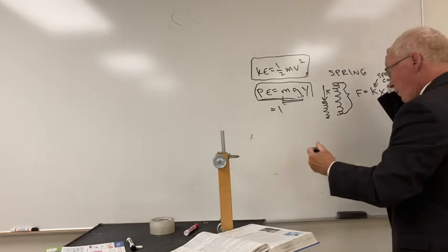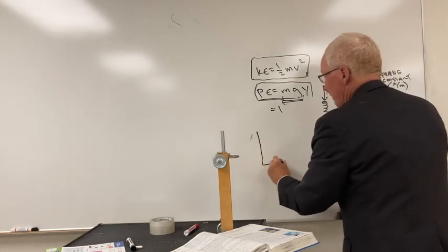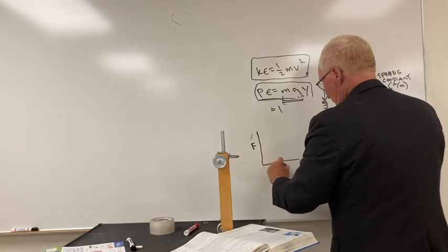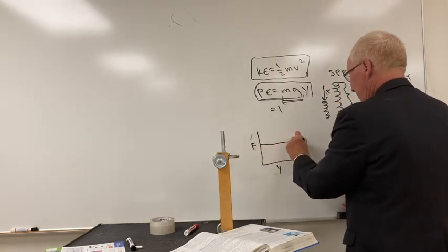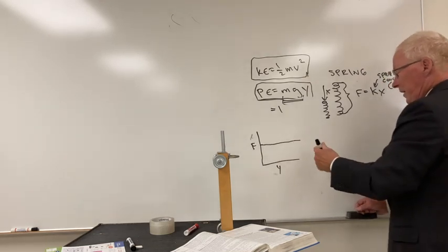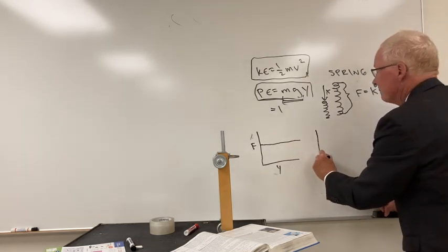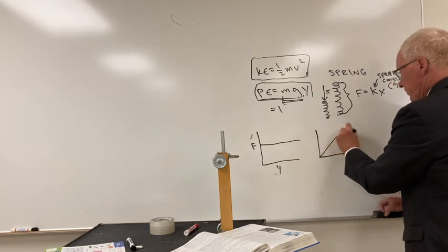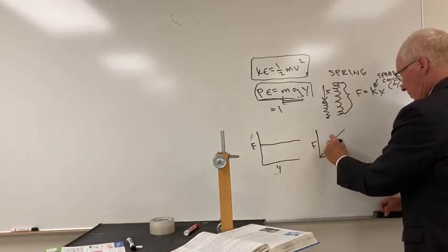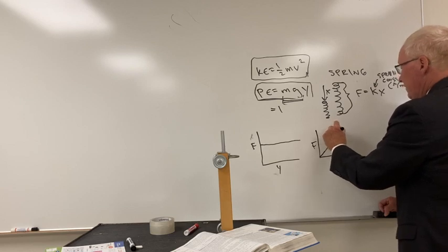So if we do gravity, the force stays constant, right? The force makes no difference. Force is constant all the way down. For a spring, the force actually goes as proportional to x, where the slope is k.